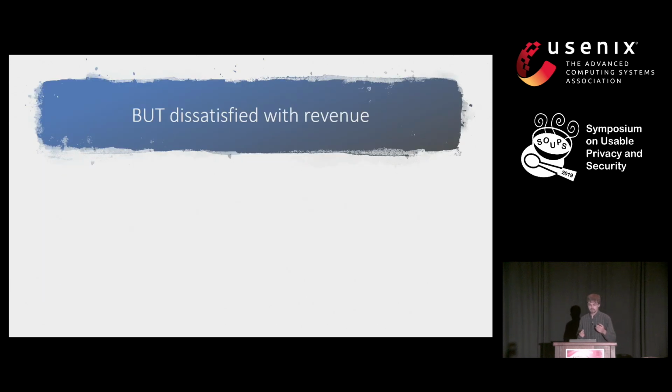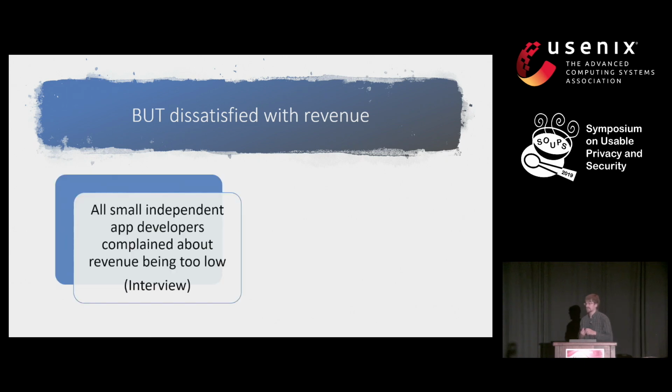But this contrasted with the fact that they're generally dissatisfied with the amount of money that they get from advertising. In the interview, all the small independent app developers kept complaining, I'm not making a lot of money. The ad network is taking a really large cut. I could have thousands of users using my app, but I make so little money per user that I'm not really making a lot of money.